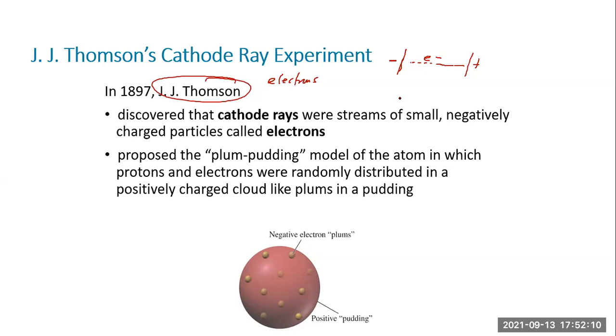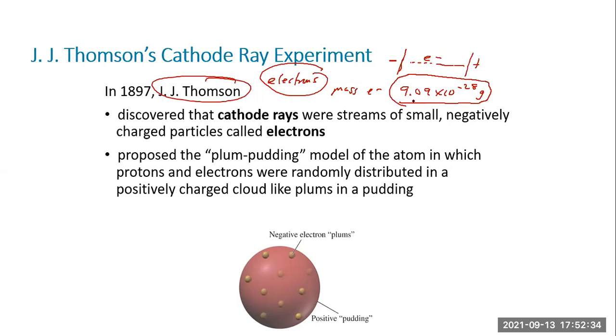So Thomson did a lot of work with those CRT tubes, and a guy by the name of Millikan also did a lot of work. Really what they were able to do was discover the mass of an electron. The mass of an electron was something like 9.09 times 10 to the minus 28 grams, which is a very small mass.